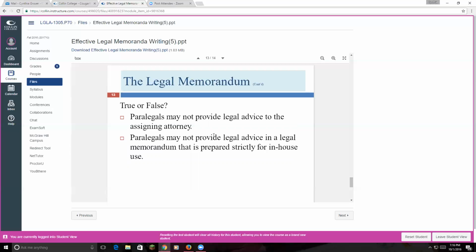What's important, though, is that you're sharing it with the attorney directly and that you're not giving it to the client. Okay?